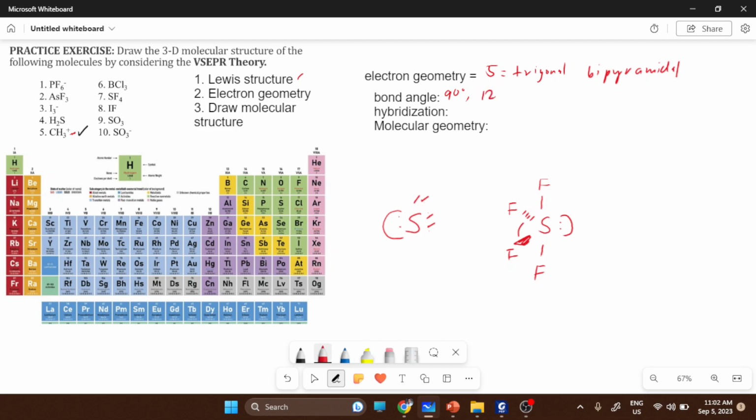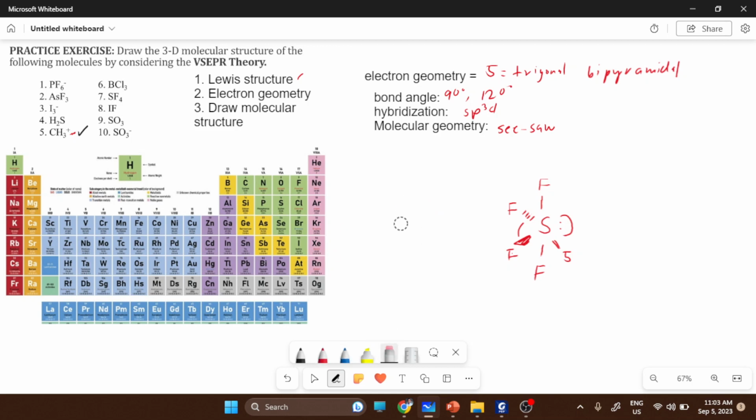is 120 degrees. Hybridization is sp3d because the central atom has 5 electron pairs, di ba? 1, 2, 3, 4, 5. Molecular geometry natin is seesaw. Okay? Seesaw. Ayan, seesaw ang shape niya for our sulfur tetrafluoride.